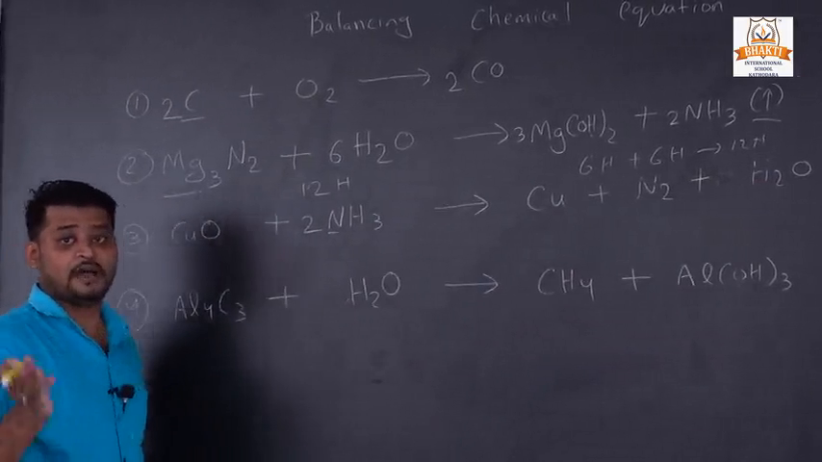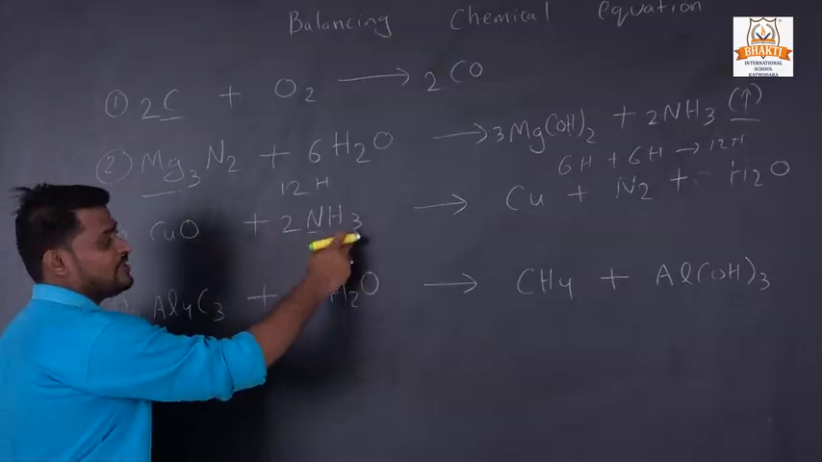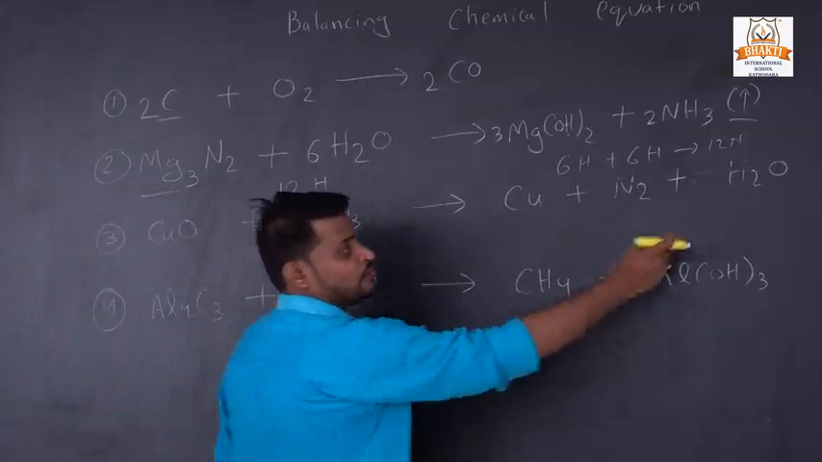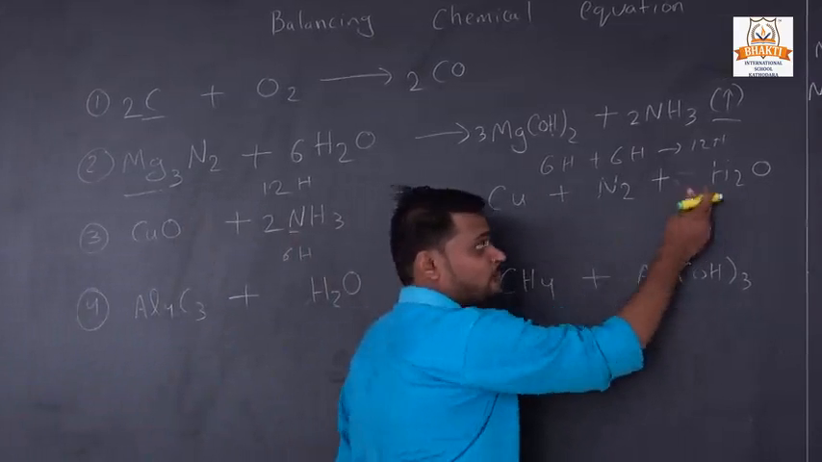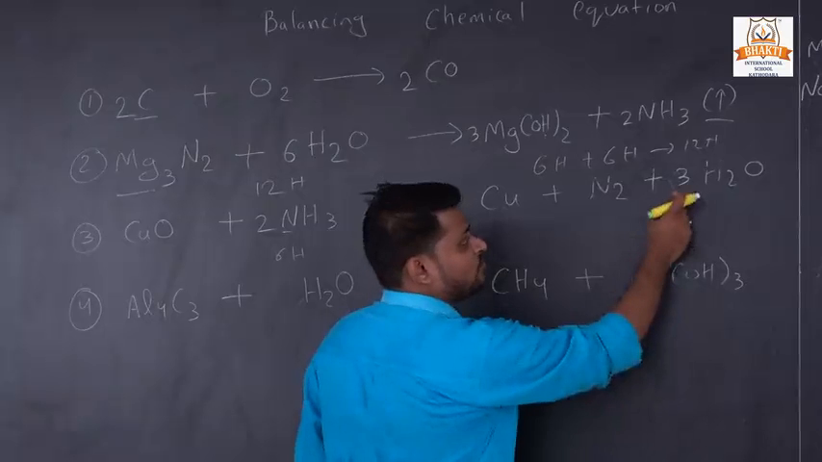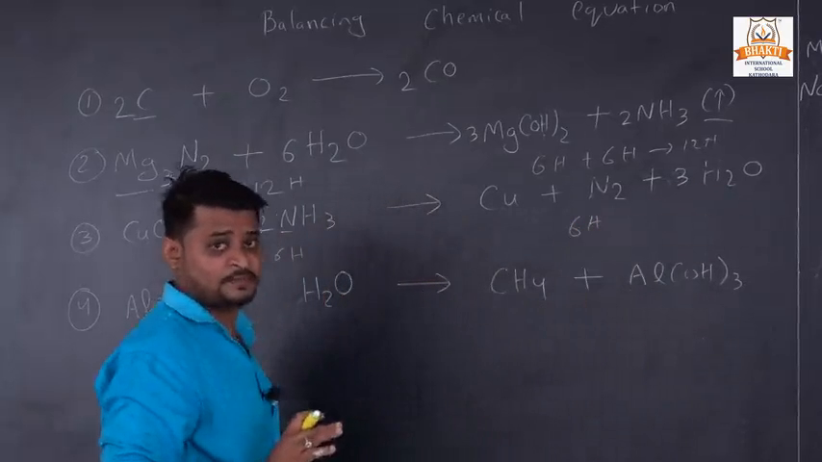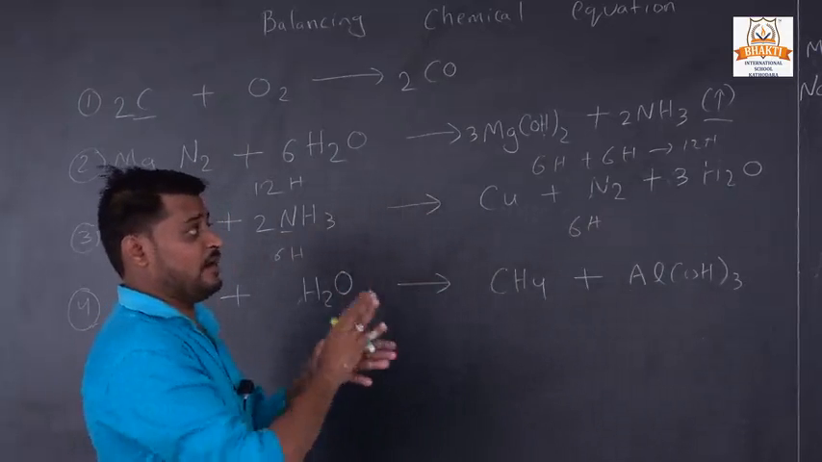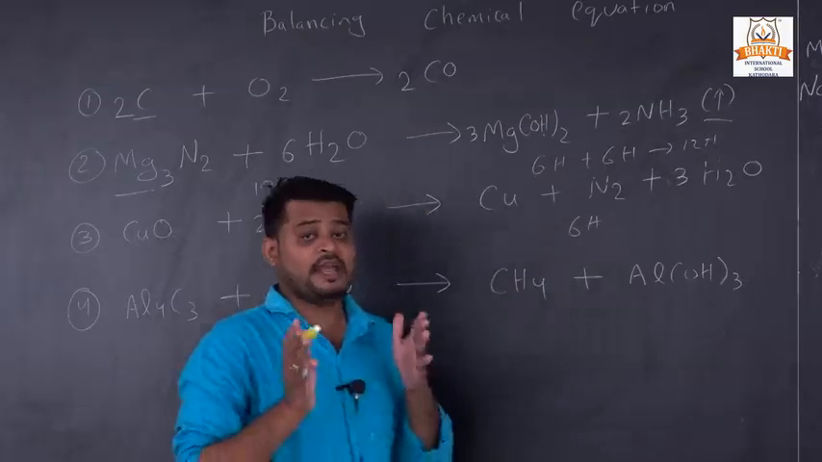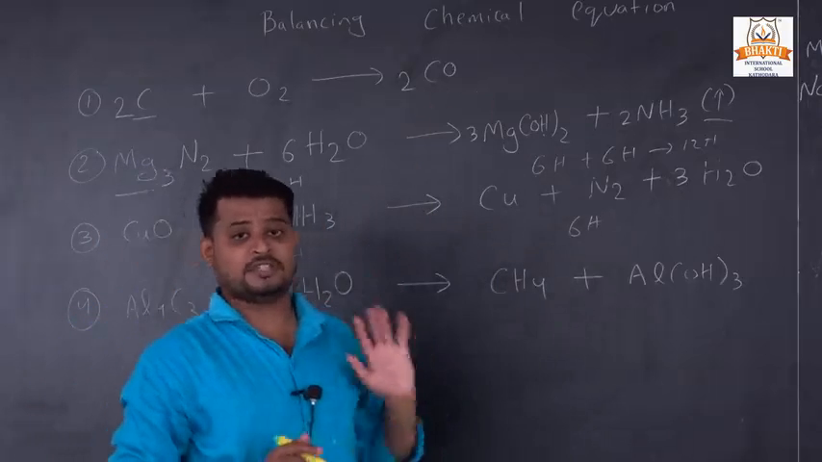What is the next step? Hydrogen. The molecules of hydrogen here are 2 times 3, so 6 hydrogen, and here 2 hydrogen. So we multiply hydrogen with 3: 2 times 3 is 6. Then hydrogen is balanced. But we will check again. If we multiply any element with any number, then we have to check from the start.